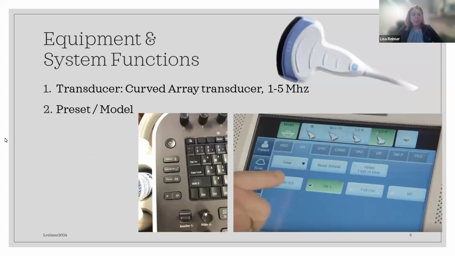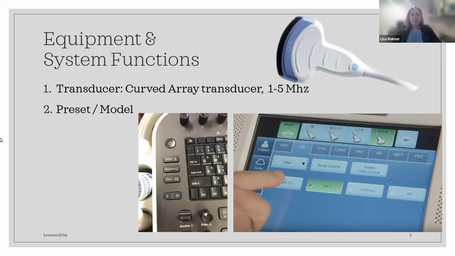So a little bit about equipment and system functions. I know some of you maybe were on the previous two presentations this week, so this might be a review from your current practice or from those presentations, but our transducer is where you want to start when you're setting up your system to scan. Depending on the system, you will find where the transducer keys are, and you'll select the curvilinear transducer. There's an image of it in the upper right-hand corner.